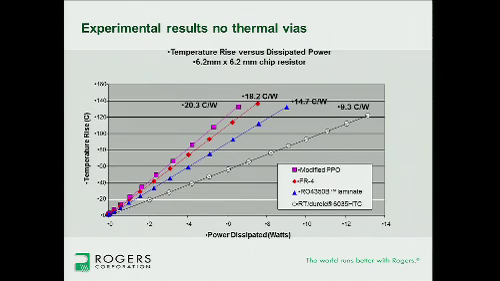The way to quantify this is to plot the temperature rise against the power dissipated in the resistor. You can see again for the PPO and FR4, you're looking at about a 20 degrees C rise per watt, with this substantially cut by about 30% with the 4350B laminate, and actually cut by 50% for the high thermal conductivity material.